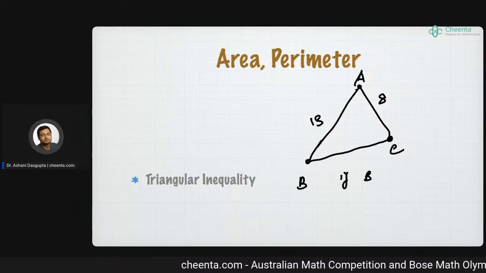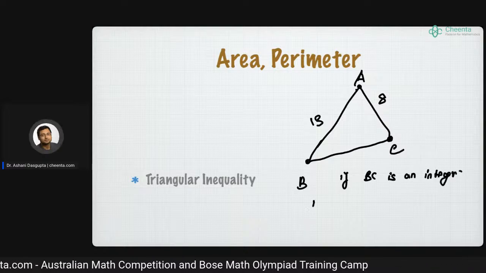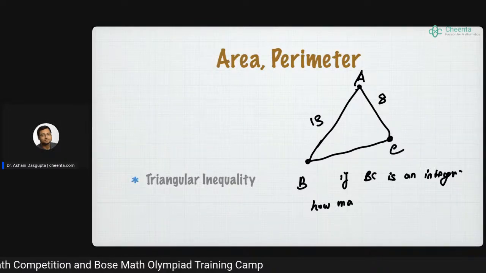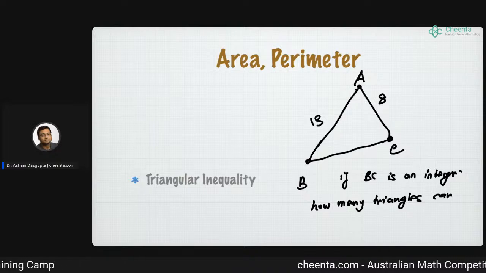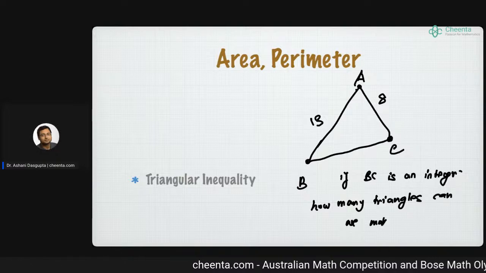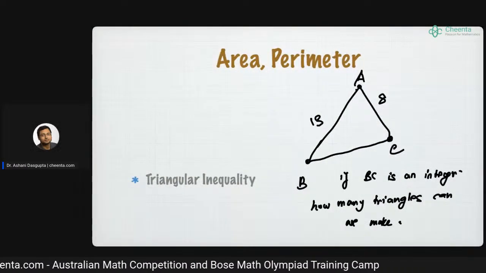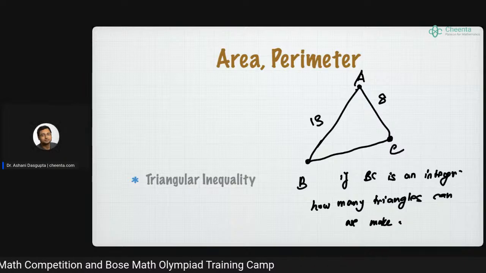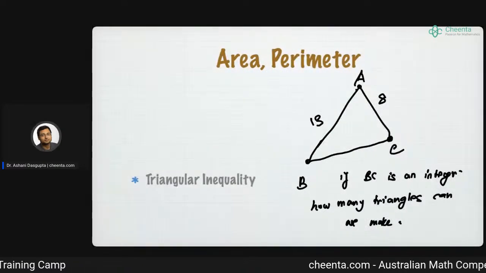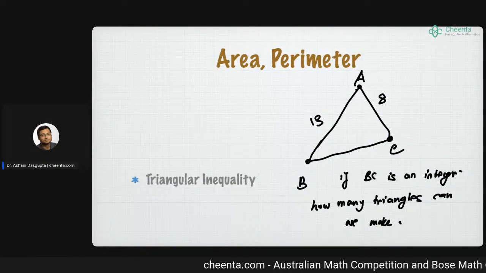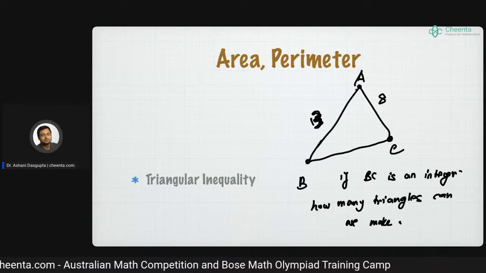My question is, if BC is an integer, how many triangles can we make? So if the length of BC is a positive integer, how many triangles are there with AB equal to 13 and AC equal to 8?